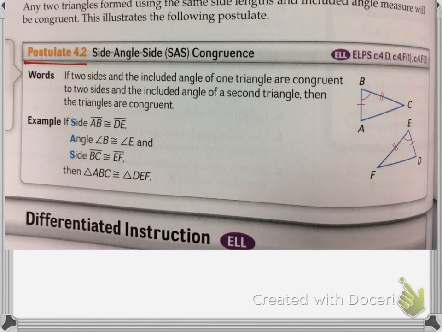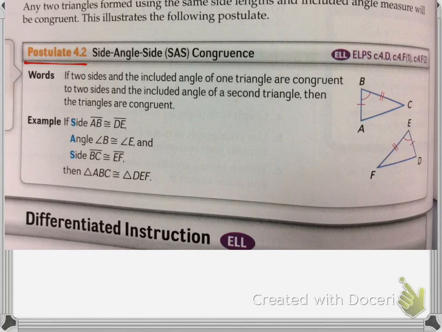And then finally, we have another one that says postulate 4.2, side angle side. If you've got a side, and notice that the angle has to be included, inside. It can't be one where, say, here's a side, and then let me look at this angle. Then if that works for both of those, then the triangles are congruent. I don't have a really good example for that because the book for some reason didn't give me one, which is weird. But we'll talk about that more in class.